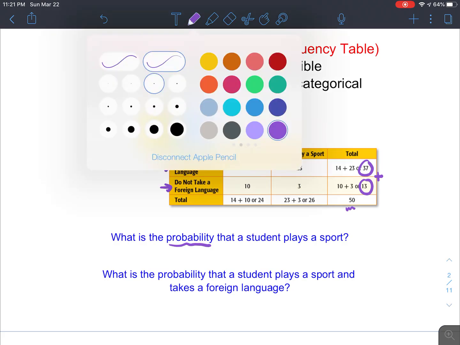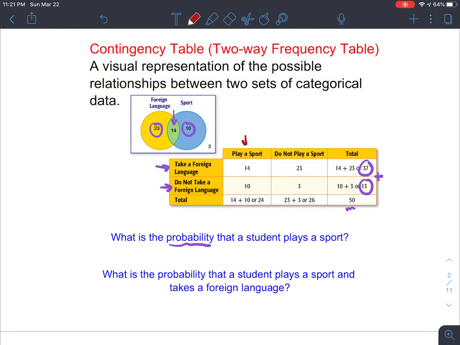So now, which boxes represent sports? So I'll use a different color. Every student who plays a sport is represented by this column. So if we add these 2 things together, we get 24 students. Then we have our column for not playing a sport. If we add these 2 together, we get 26. If you add playing a sport and not playing a sport, you get the same 50 total. And that should make sense because you either play a sport or you don't. There's no other options there.